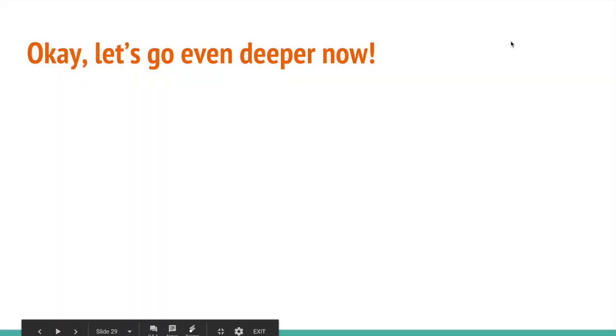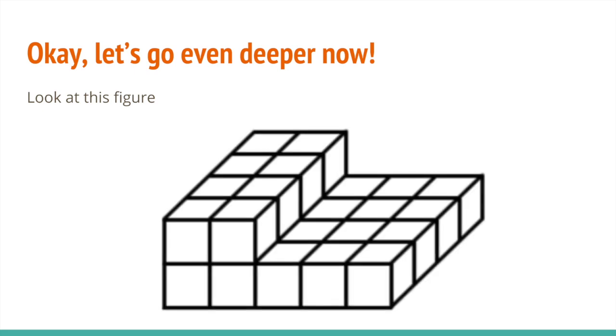Okay, let's go even deeper now. Look at this figure. What in the world is going on right here? Well, this is a composite figure. Volume is additive. Right, I said additive. Yes, we multiplied to find volume, but we can add the volume of two different shapes together to make one shape and to find the volume of that entire shape. So let's figure out how to find the volume of this composite figure.